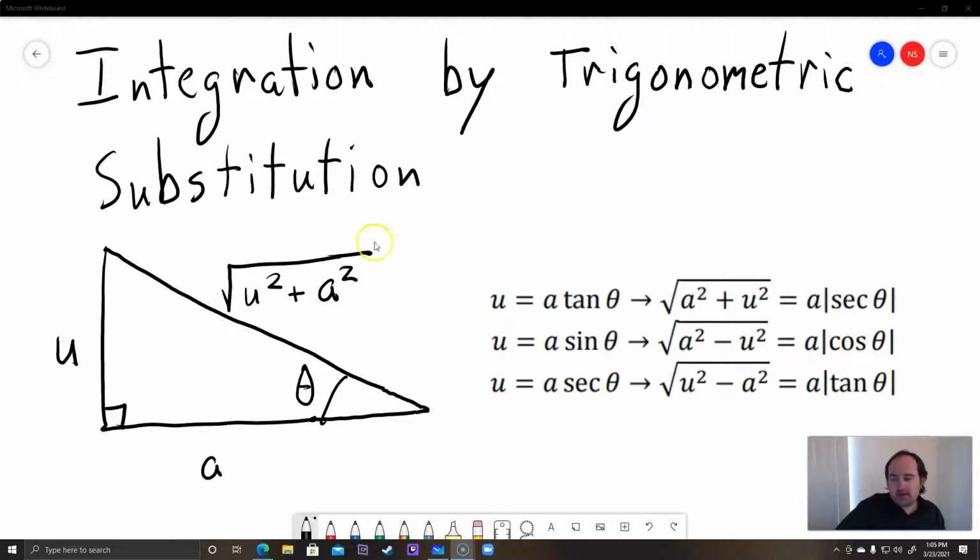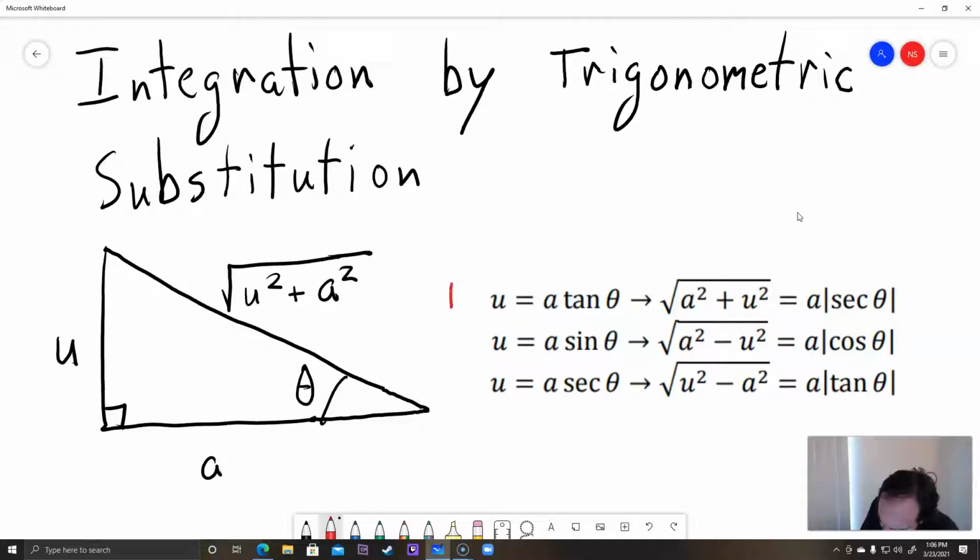And the basic idea is you're going to let your u actually equal some number times a trig function. So for example, you can have u equals a tangent of theta, u equals a sine of theta, or u equals a secant of theta. So there's actually three different forms there. Number 1, number 2, and number 3.